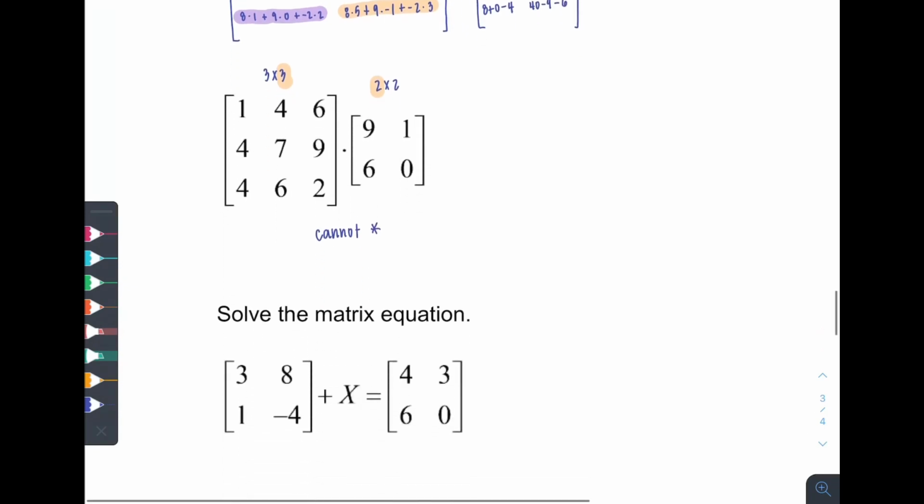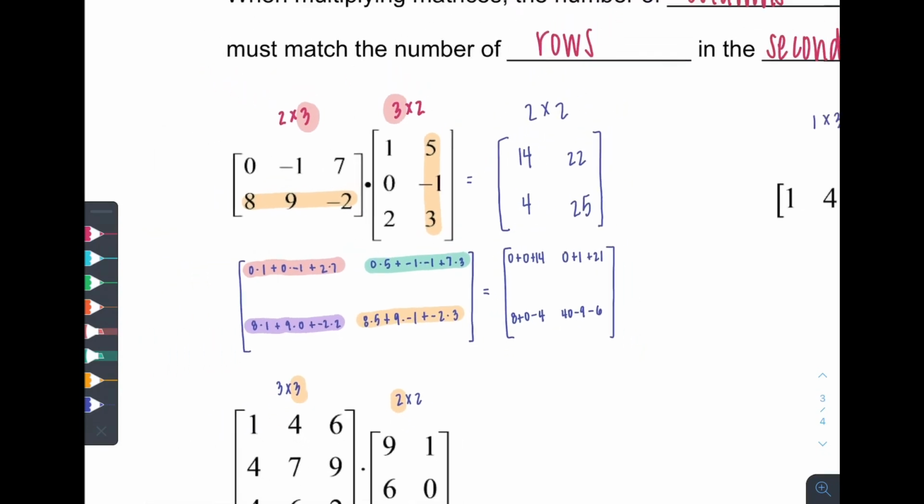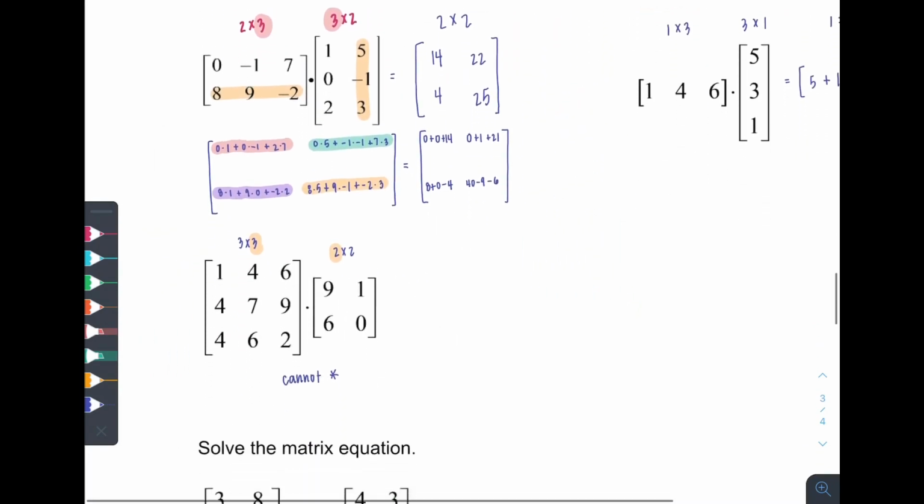All right. So I know that multiplying was a lot of steps. Don't worry, we're going to do a lot of examples in class.